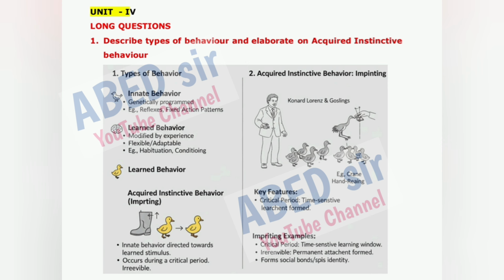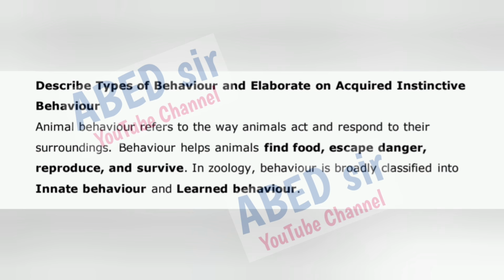Describe types of behavior and elaborate on acquired instinctive behavior. Animal behavior refers to the way animals act and respond to their surroundings. Behavior helps animals find food, escape danger, reproduce, and survive. In zoology, behavior is broadly classified into innate behavior and learned behavior.